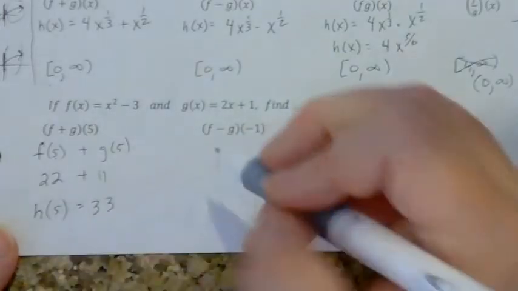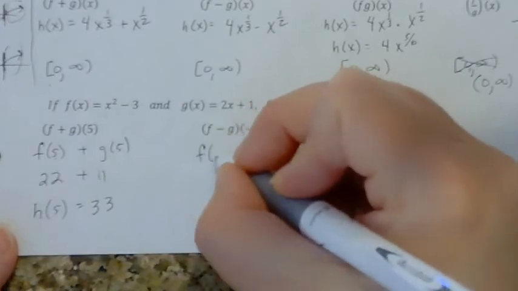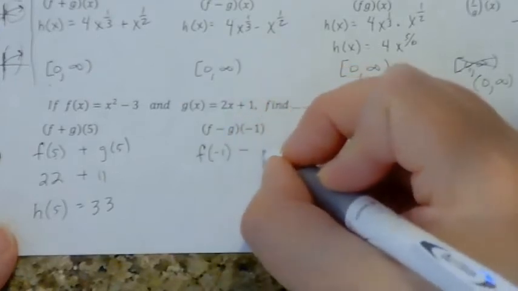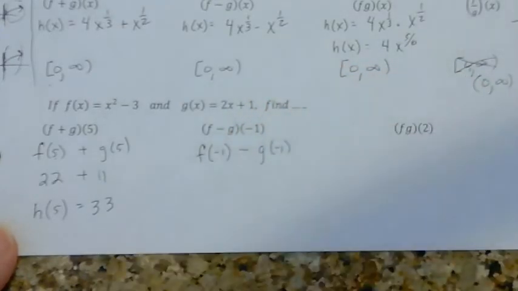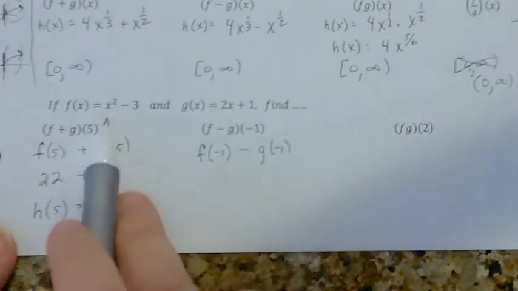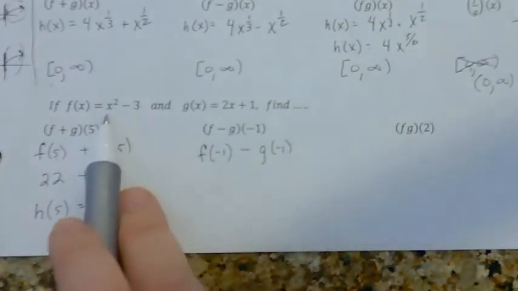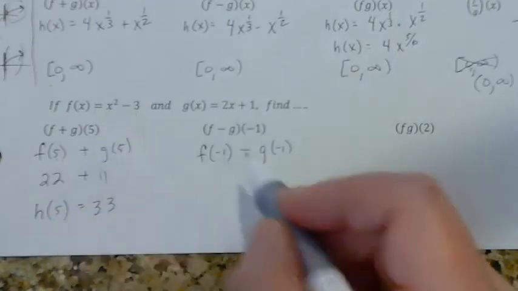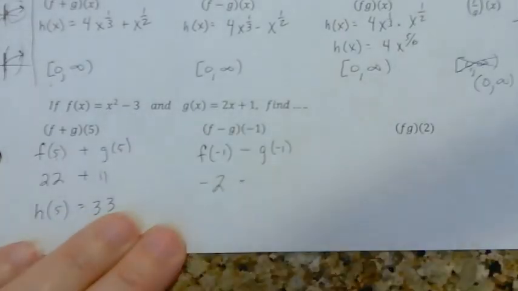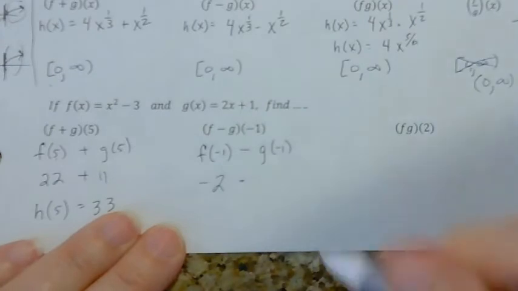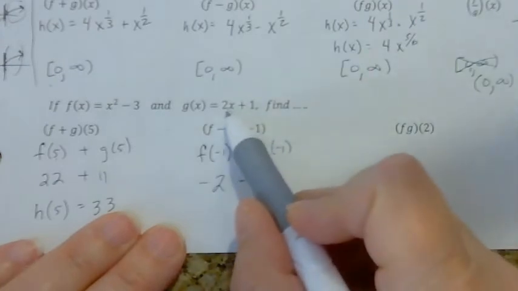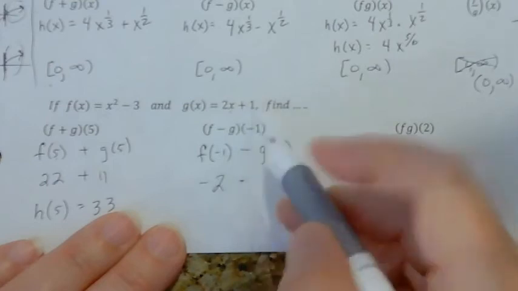Okay, let's find f minus g at negative 1. So I'm going to find f at negative 1 and subtract g at negative 1. So I'm going to put negative 1 in for x in the f function. Negative 1 squared is 1. Subtract 3 is negative 2. Subtract g of negative 1. So when I put negative 1 in here, I get negative 2 plus 1, which is negative 1.